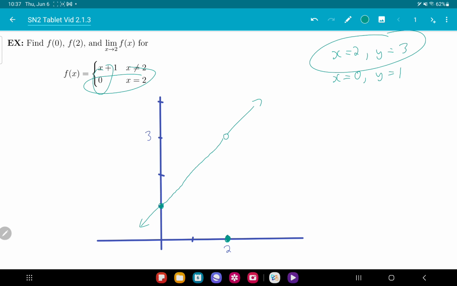Okay, now we can have a look at our question, finding these 3 things. What's f of 0? F of 0 is you take x equals 0, and you plug it into this function. You ask yourself, where does it fall? Does it fall in this region, or does it fall here? Well, it falls here, right? So therefore, I use this definition.